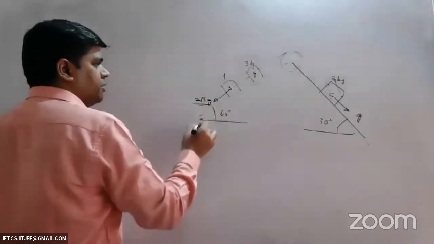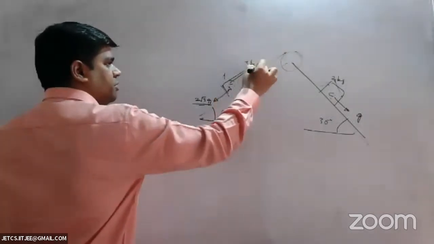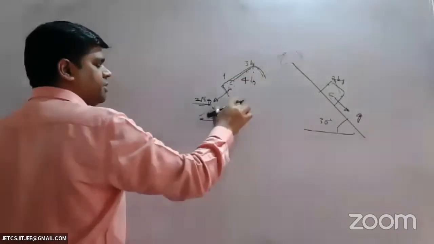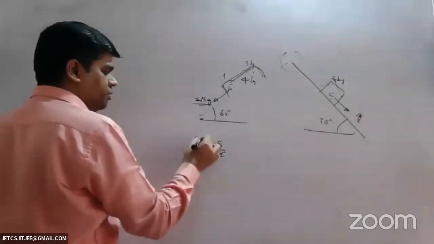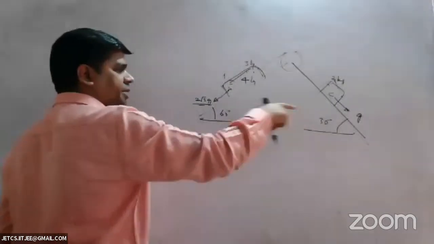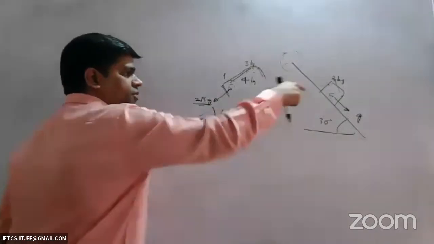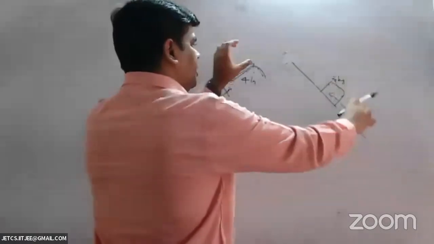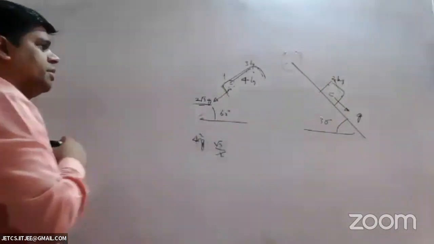If I can combine these two blocks together, it becomes a 4 kg block. 4g sine 60, 4g into root 3 by 2, is 2 root 3 g. So 2 root 3 g is beating g. So this will slide down this inclined plane. The 2 kg block comes upward, and the 1 and 3 kg blocks slide down.